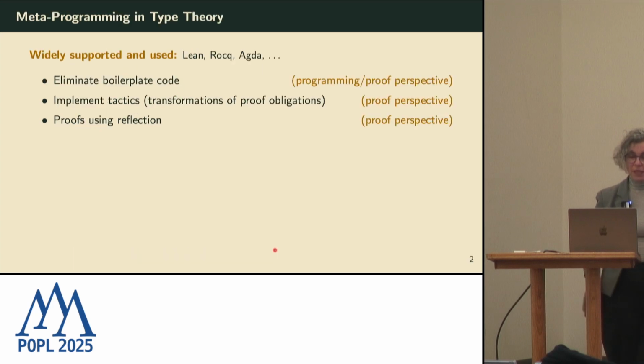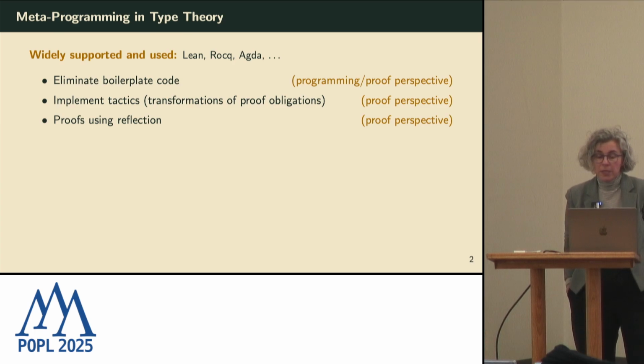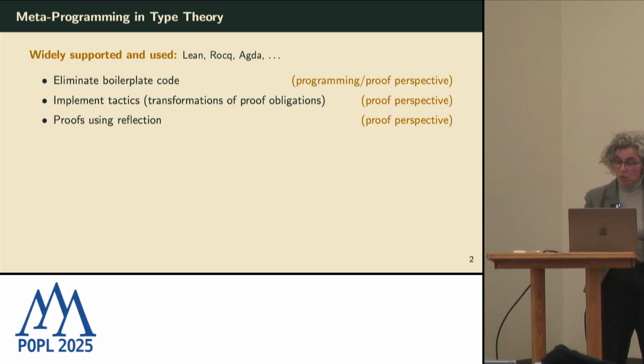So metaprogramming is very popular. It's been a long history, and it's also popular in type theory. It's widely supported in proof systems like Lean, Rocq, or Agda. And there's a good reason for it, right? It eliminates boilerplate code. We can implement tactics. We can use proofs by reflection. So it is a good thing to have, right?